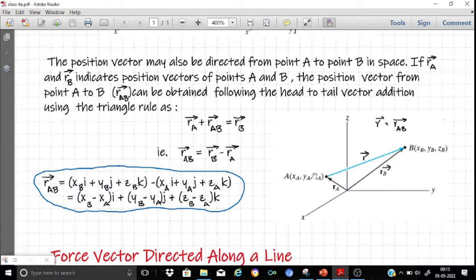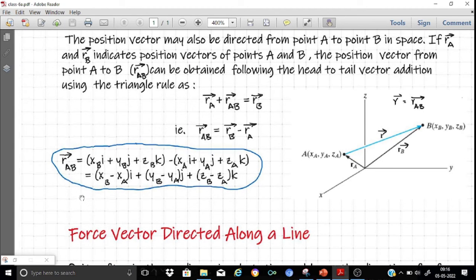It does mean the position vector that is directed from point A to point B will be vector RAB, that is equal to vector RB minus vector RA, which indicates that any position vector which is directed from point A to point B can be directly expressed in terms of the position vectors associated with the respective points. So from RAB is equal to RB minus RA, we can write down the position vector RAB as xbi plus ybj plus zbk, which is nothing but the position vector associated with the point B, minus xai plus yaj plus zak, which is the position vector associated with the point A, which can be finally written as (xb minus xa)i plus (yb minus ya)j plus (zb minus za)k. So the important thing is that the position vector directed from point A to B is equal to the position vector associated with the point B minus the position vector associated with the point A.